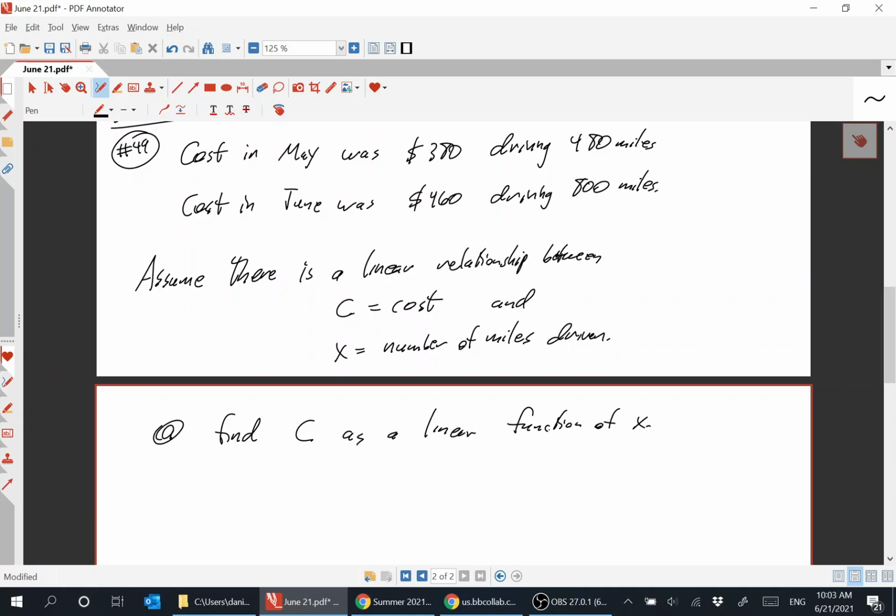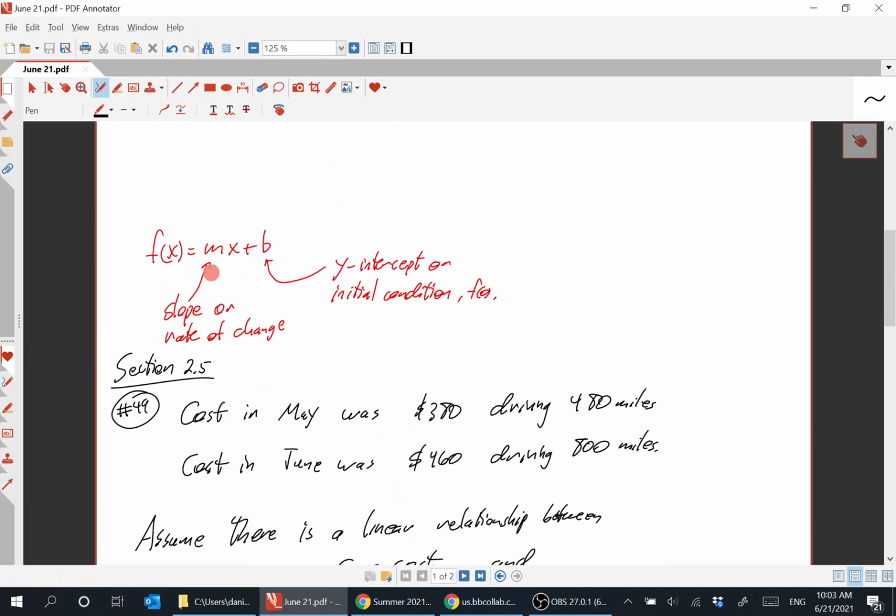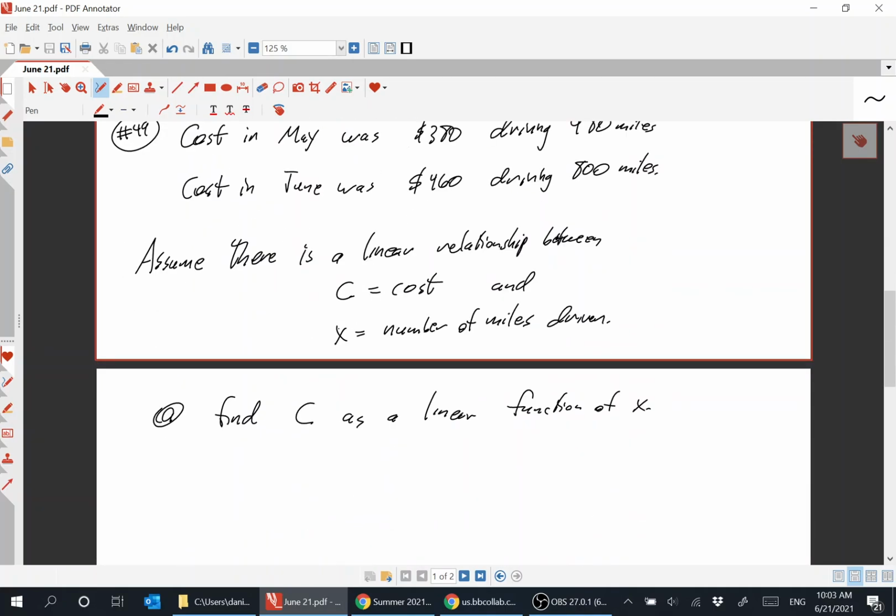But what is the property of a given problem dealing with rates of change that tips you off to a function being linear? The idea that the rate of change is a constant. With a line, the average rate of change, no matter what interval you look at, is always the same. It's just the slope of the line. And linear functions are the only functions that do that. So whenever the rate of change in the problem is constant, you know you're dealing with linear functions. All right, so find C as a linear function of x.